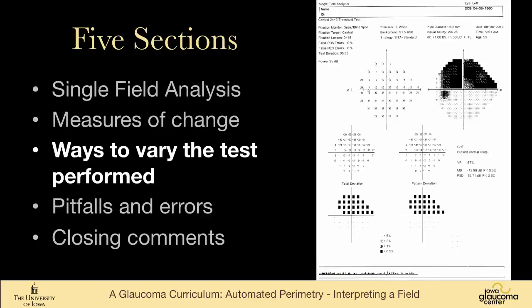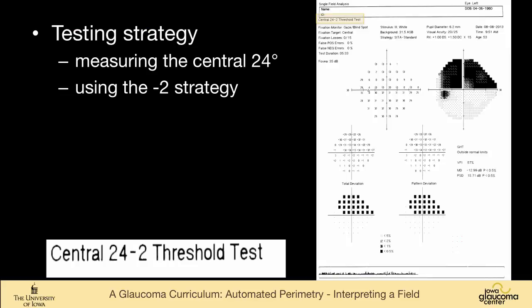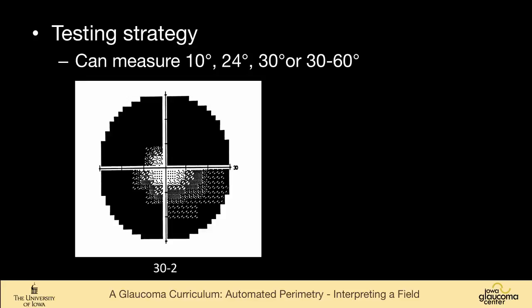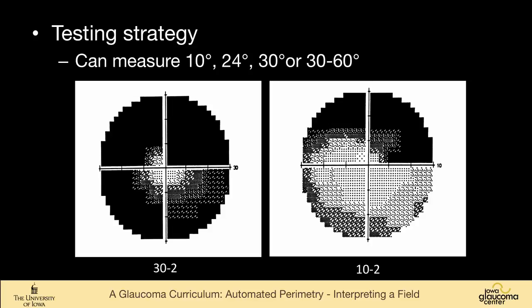So let's talk about ways to vary the test performed. So we're doing a 24-2 threshold test, measuring the central 24 degrees using the -2 strategy. You can also measure other widths of the field. The 10-degree field is a very useful alternative. If you have somebody like this where there's very little field and it's all centered around the very central part of the field, you can just measure the central 10 degrees. It gives you a lot more to follow, and you just don't have a lot of black ink on the page.